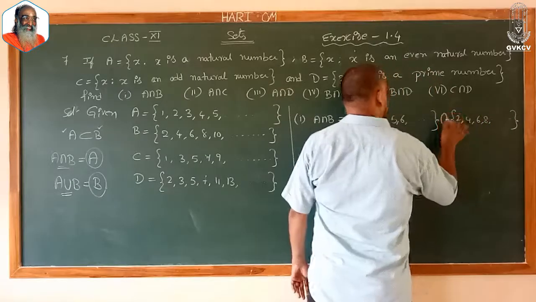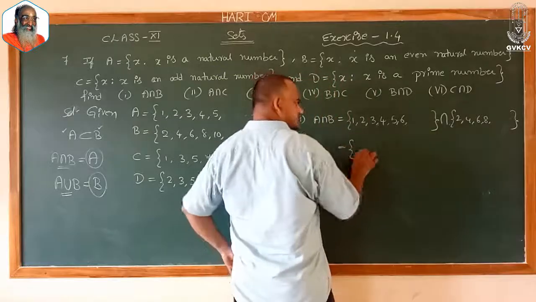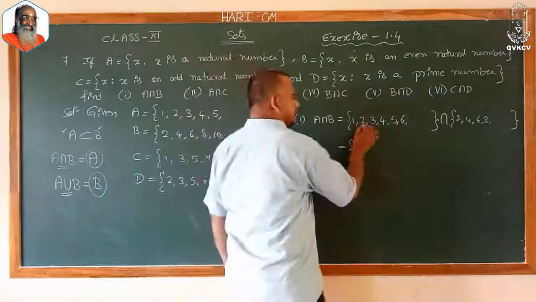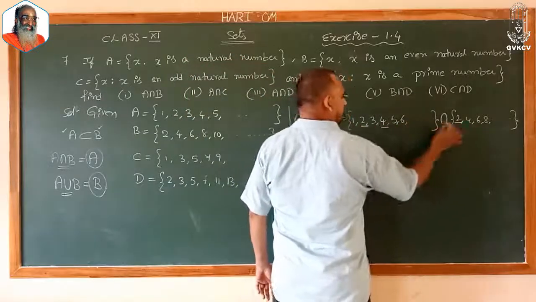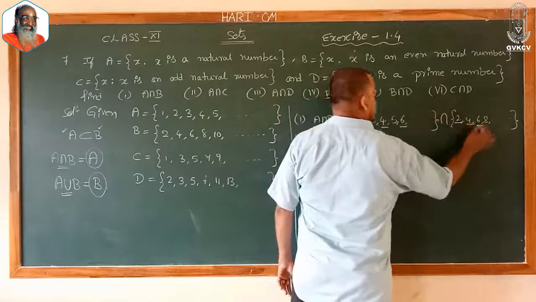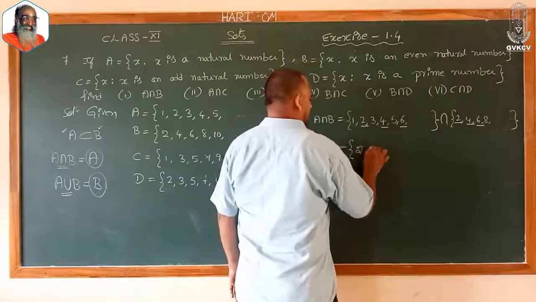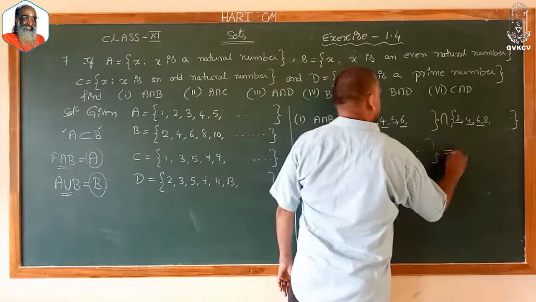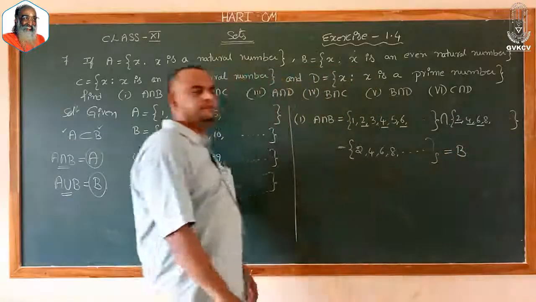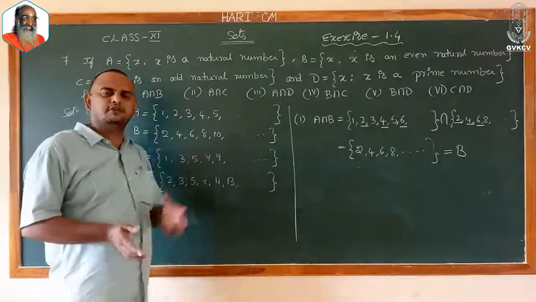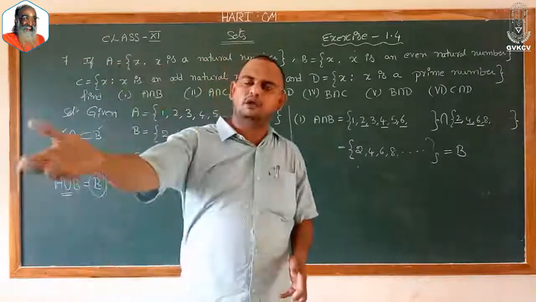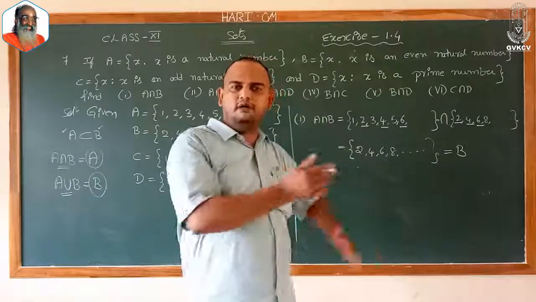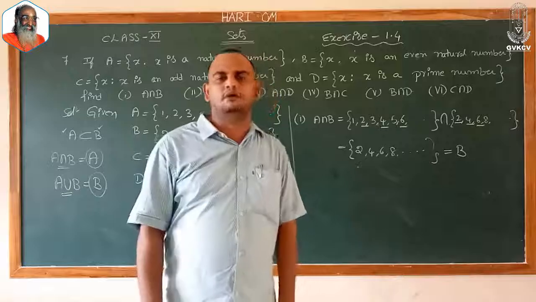Now, what I said, intersection. Intersection means collecting the common elements. What are the common elements we have? I have 2, 2, 4, 4, 6, 6. Like that, I can get all 2, 4, 6, 8 and so on, which is nothing but the answer B. So the common elements between natural numbers and even numbers means again we have even numbers only, because even numbers are nothing but a subpart of natural numbers.